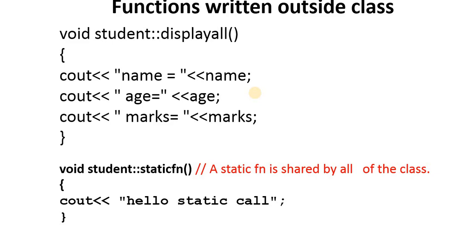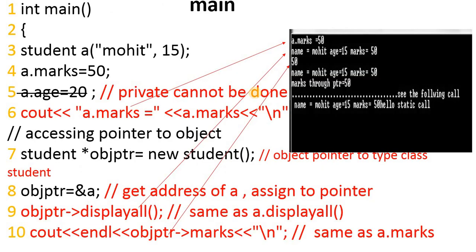So this is a global function kind of thing. And I have simply said print hello static call. That's it. Now look at the program. This is very important for you to learn the basics of C++ object-oriented programming through this example.